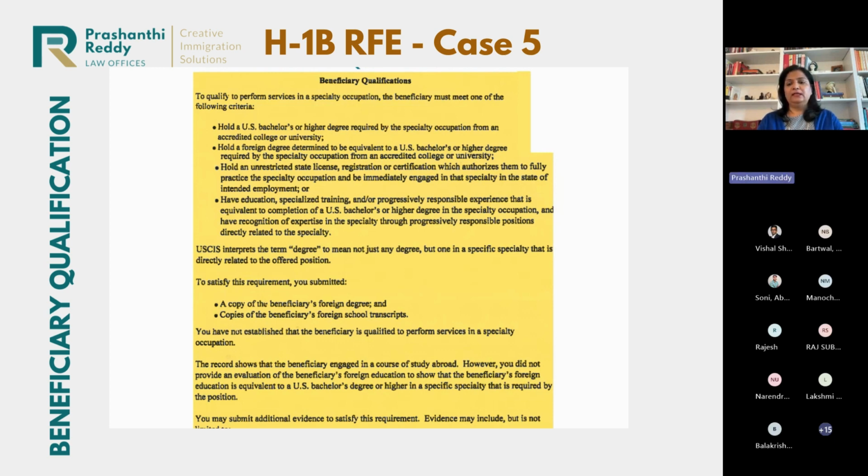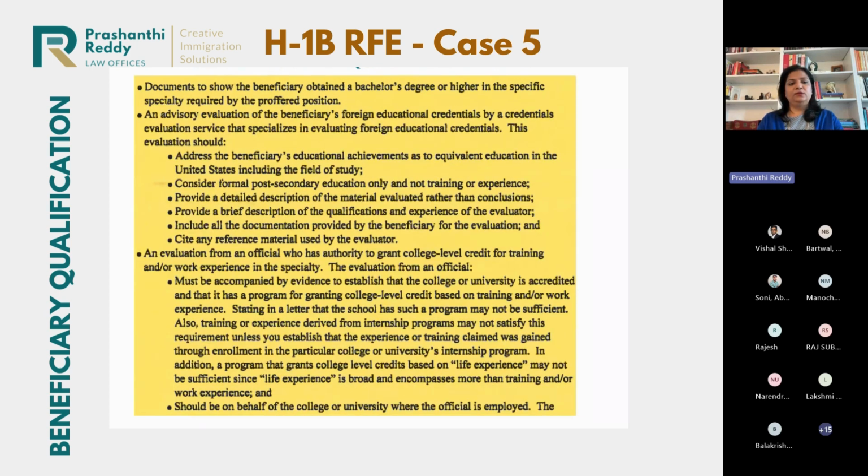If they don't have a degree that's related, then perhaps you can show that the person has work experience that is equivalent to the degree, right? So a work experience evaluation can be submitted, and the work experience evaluation must show that the person has 3 years of work experience, which is equivalent to 1 year of degree. That's what it says here in this page.